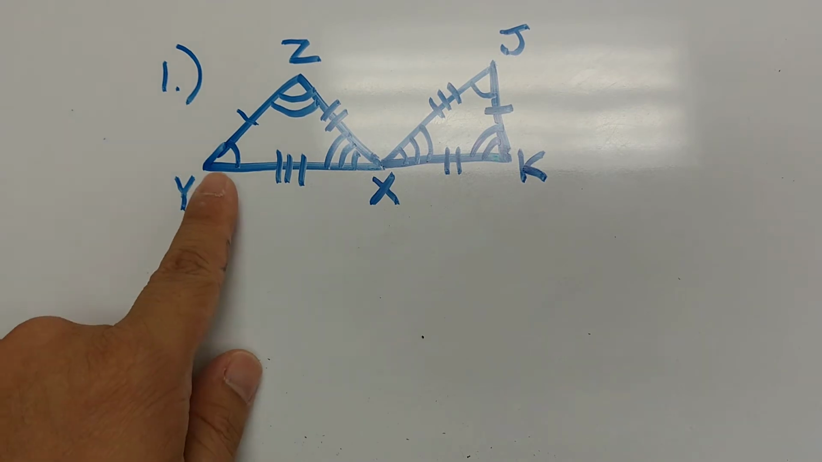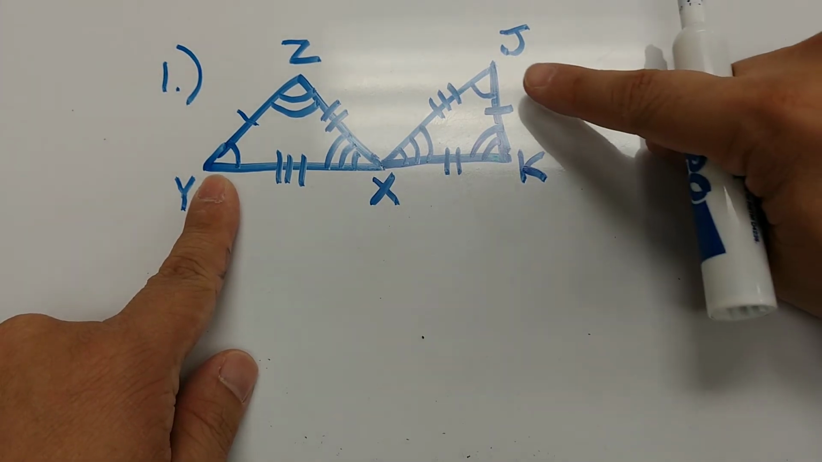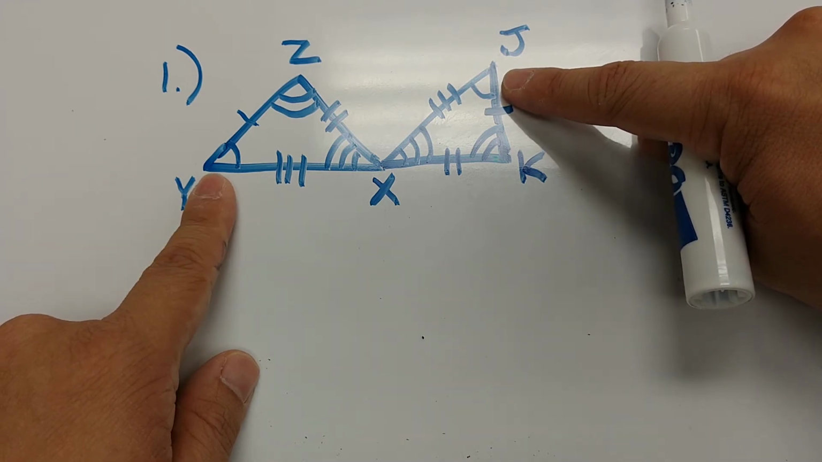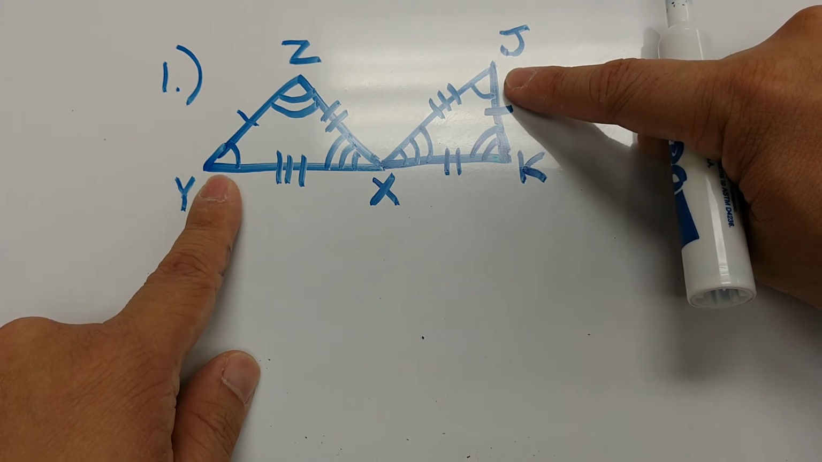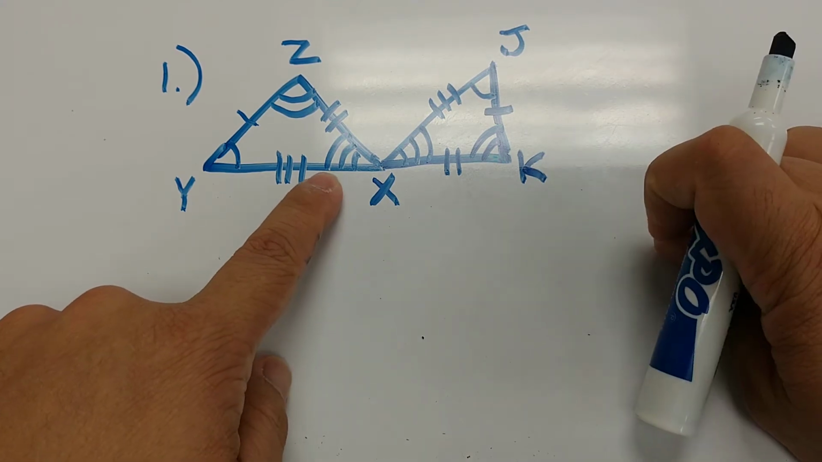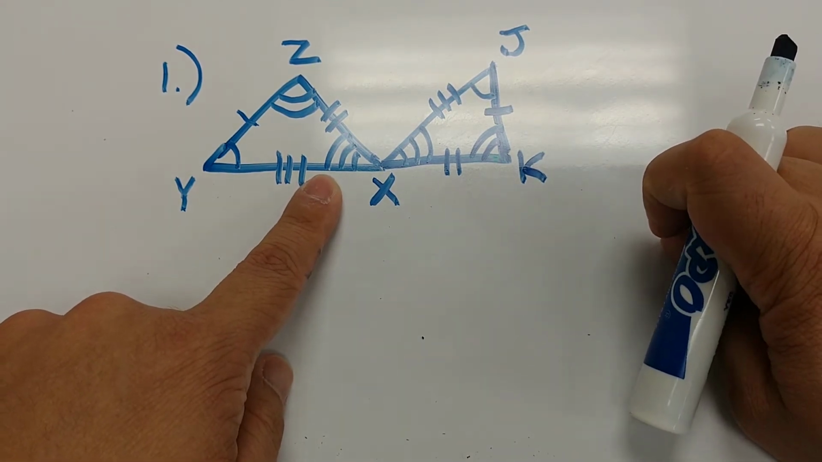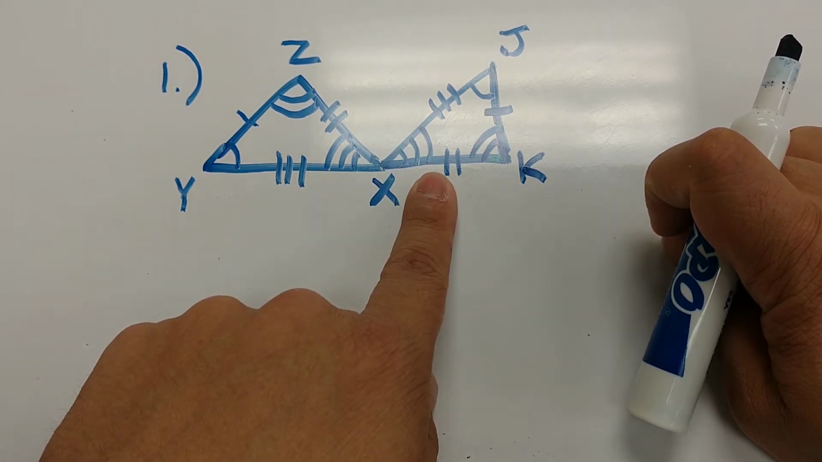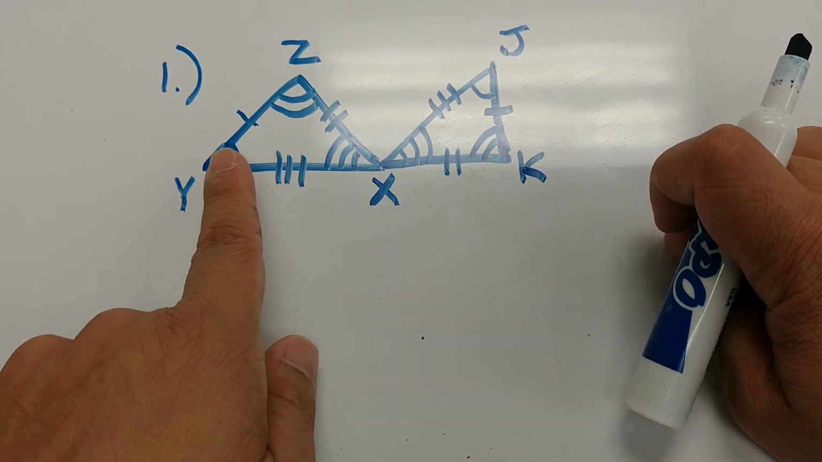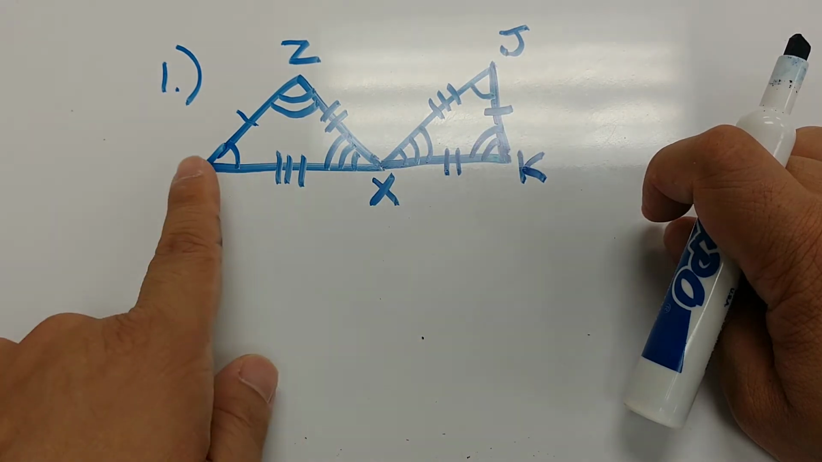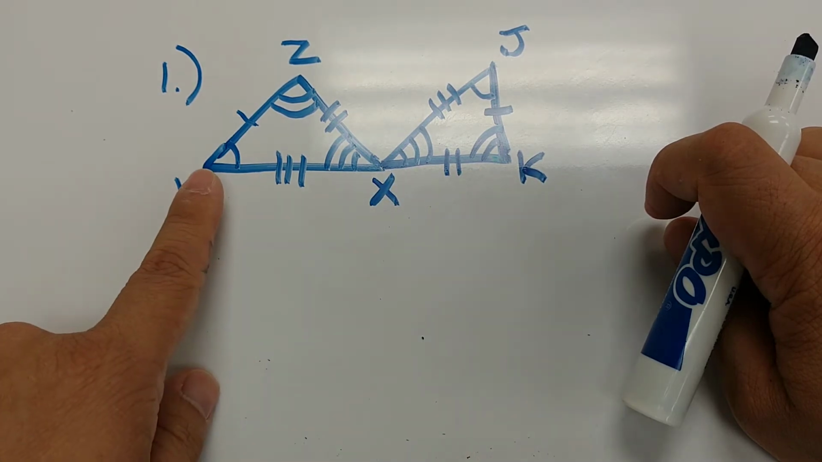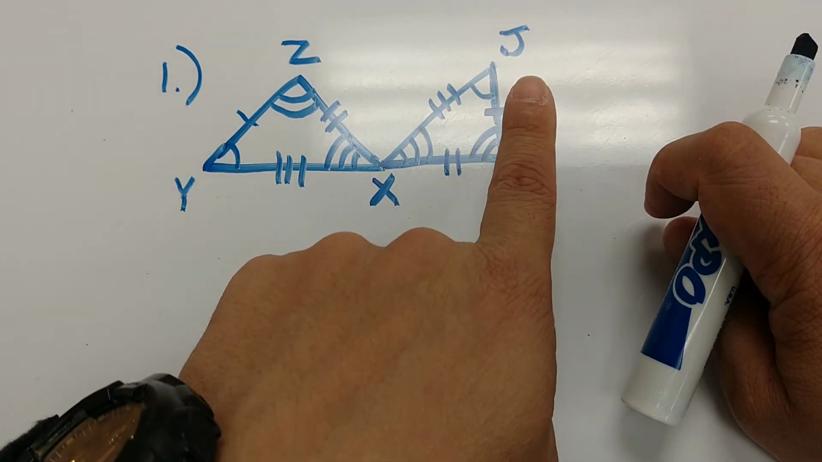Now notice that they draw one curve here on angle Y and one little curve on the inside of this peak on angle J. So this means that angle Y and angle J are congruent. Angle Z and angle K are also congruent. Angle X from the first triangle is congruent to the same angle X from the second triangle. And then segment 1 is going to be congruent with segment 2. So YZ matches with JK, ZX matches with XK, and YX matches with XJ.